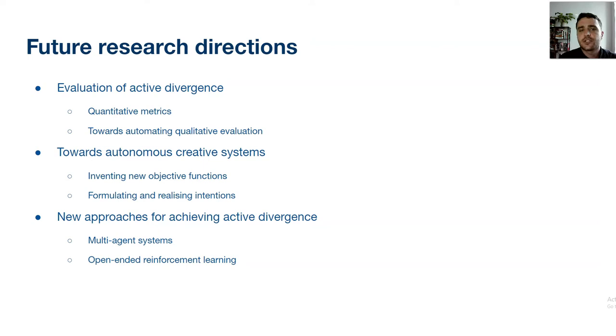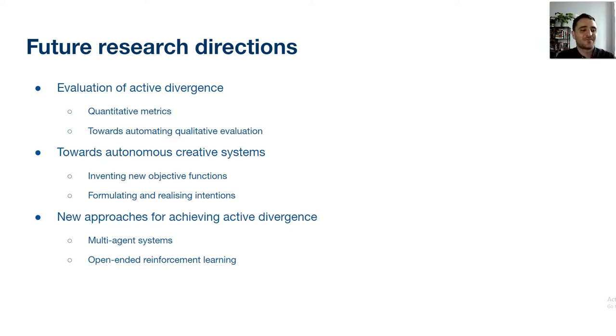So, some of the future research directions that can be pursued in active divergence. The main one is evaluation of active divergence techniques. For the most part, there really is not much evaluation done. What would be really good is if we had quantitative metrics that allowed us to really analyze the changes to distributions, the changes to models, and how divergent our results are, but not just how different they are, but also how have they changed, and is the change good or bad?